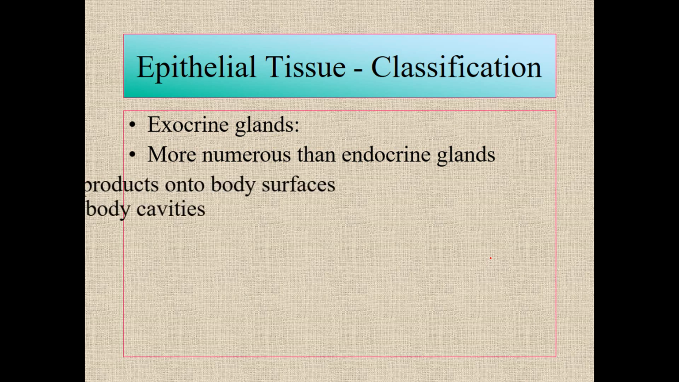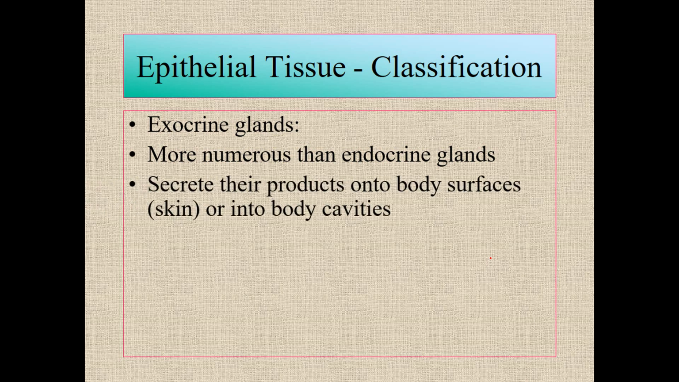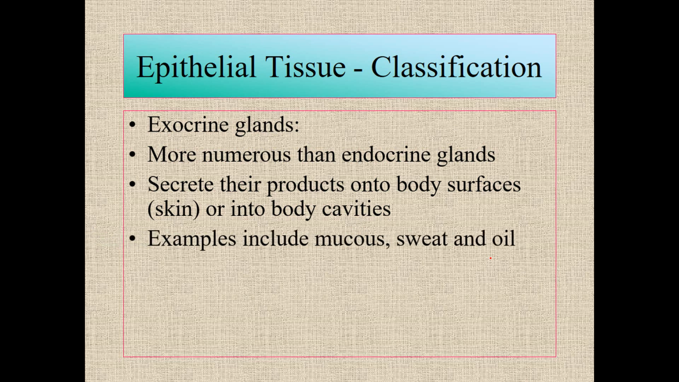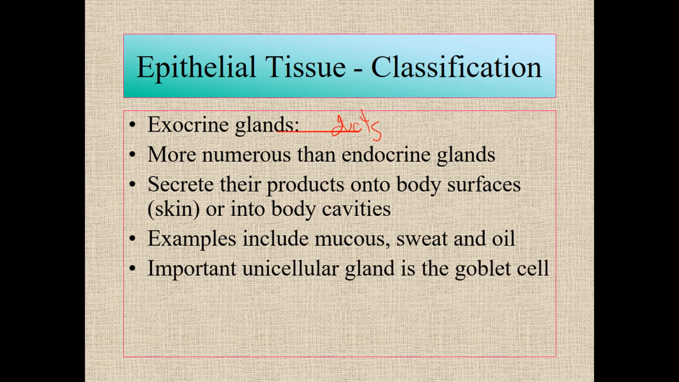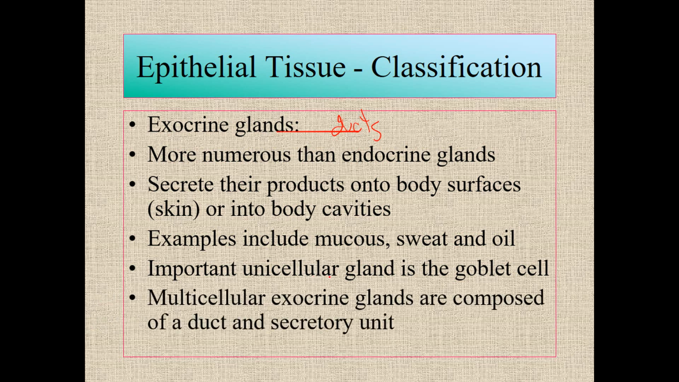Okay, so now exocrine glands are much more numerous than endocrine glands, and they secrete their products onto body surfaces or into cavities. These can include mucus, sweat, and oil. And remember what I said about exocrine glands: just to be clear, these are glands that have ducts. Our unicellular gland is the goblet cell, and multicellular exocrine glands are made up of a duct and a secretory unit.